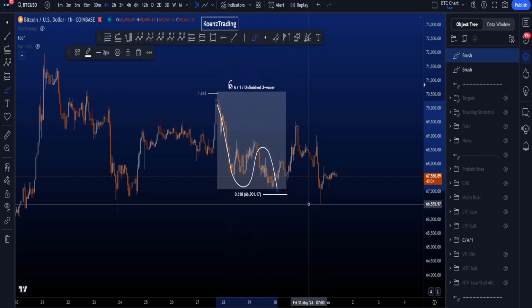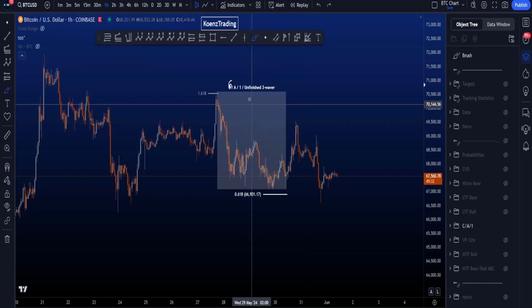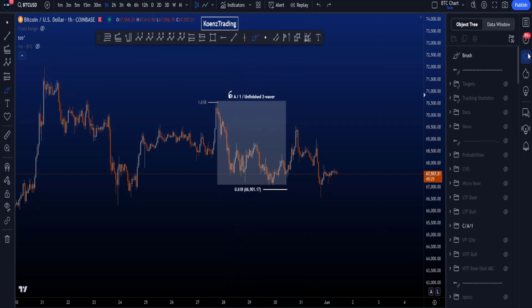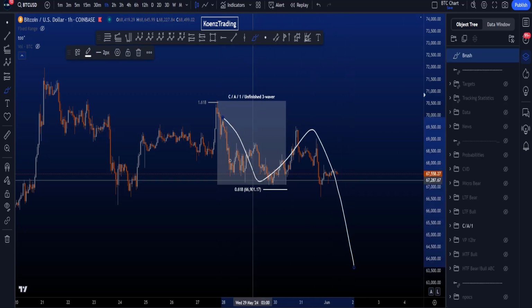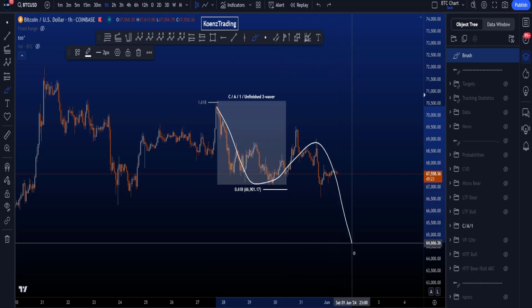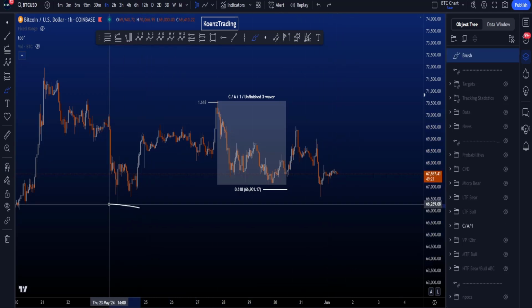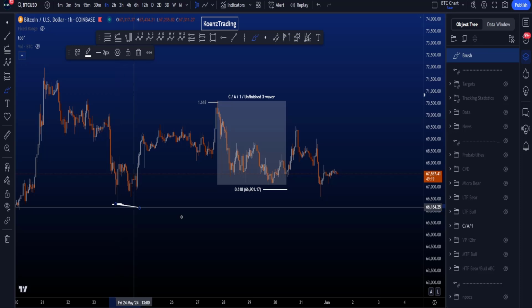finished 3-wave structure. If we then think about a wave A or a wave 1, which is in the bearish scenario, right? We're thinking about either an A, B, and then a wave C to the downside, or a wave 1, 2, and then a bigger wave 3. We want to see this low broken here at 66.2k.